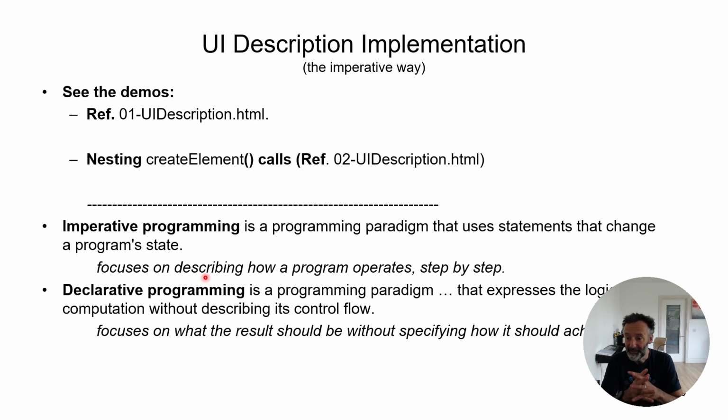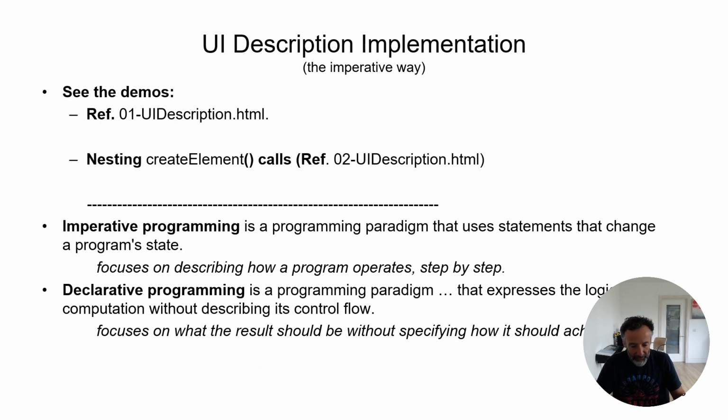How I did it there is not the general way it's done. As I said before, declarative programming is a programming paradigm where we focus on what the results should be without specifying how we should achieve the results. In imperative programs, we use statements that change the program state, done step by step. A declarative program allows us to describe what our user interface will look like without specifying how we achieve the results. And that's a nicer way of doing it.